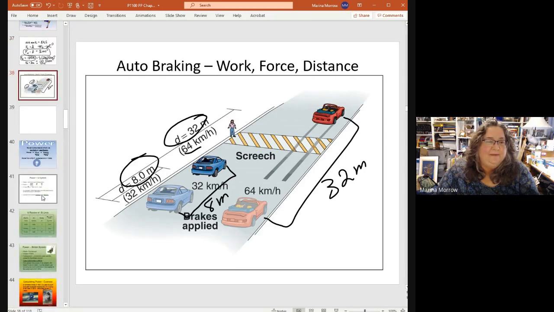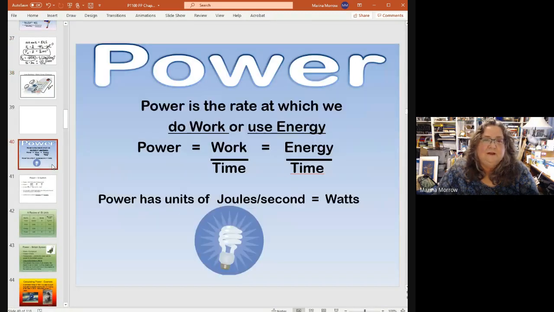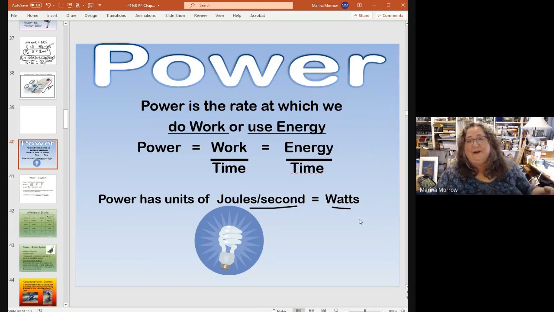So let's just do a little bit about power. Power is the rate we use energy or do work. So it's the rate, meaning it's per unit time. So power is work divided by time, or energy divided by time. And power has units of joules per second, which are watts. So that's one unit we actually use in America, watts. And that means joules per second. So if you've got a 100-watt bulb, it's using 100 joules of energy per second.